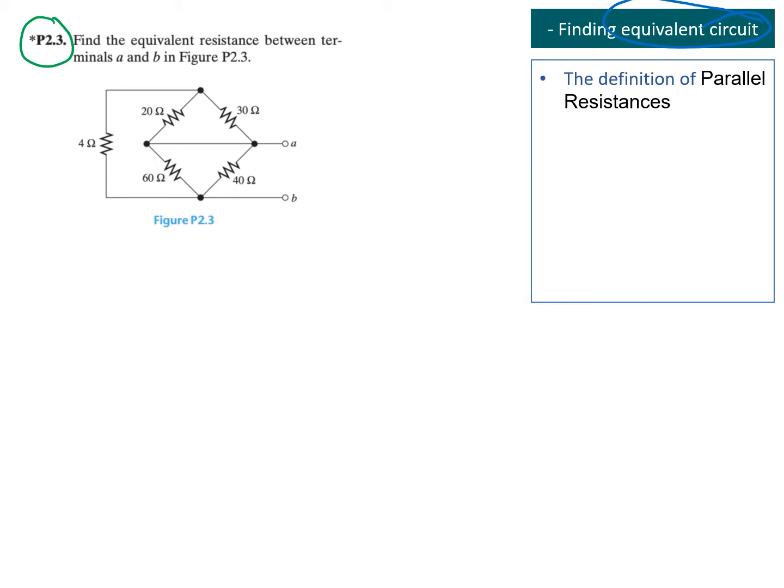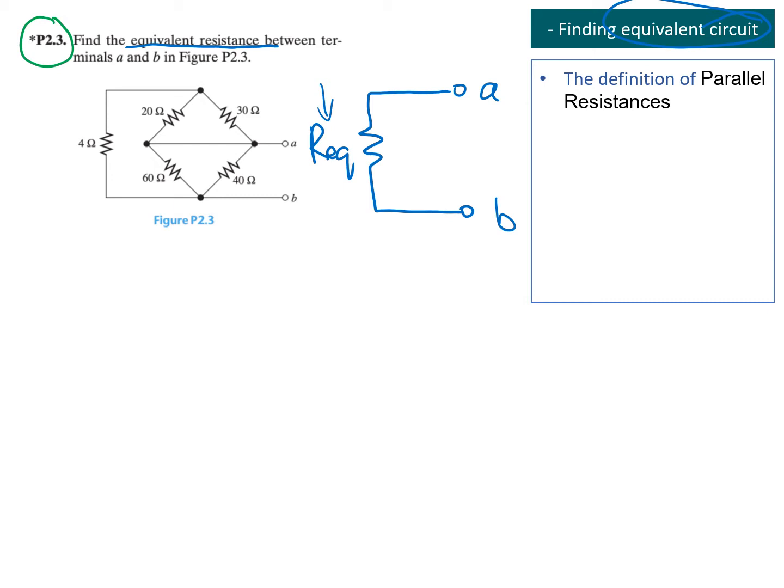Well, for a very complex circuit like this, if we are going to find an equivalent circuit, that means we can simplify the circuit to be like this: Req. This is terminal A, terminal B. All of these resistors can be combined into a single resistor, that's Req. Well, so how can we do that?